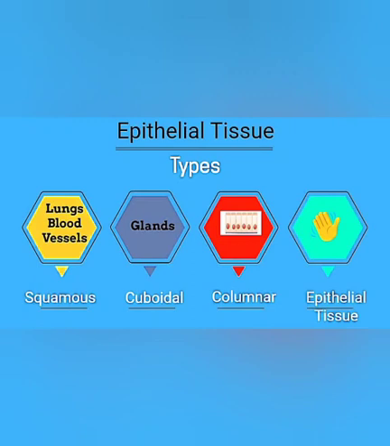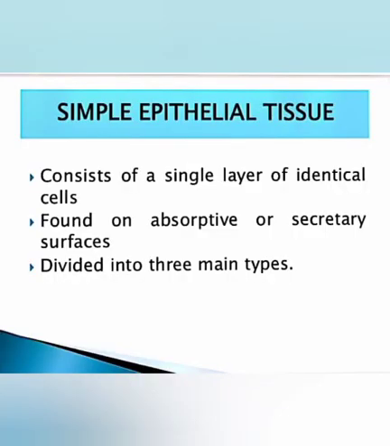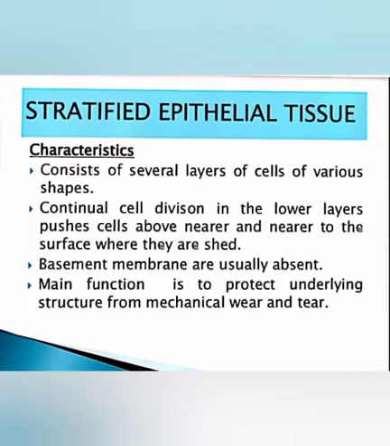There are different types of epithelial tissues depending on their function in a particular location. The simplest classification of these tissues is based on the number of cell layers. When the epithelium is composed of a single layer of cells, it is called simple epithelial tissue, and those containing two or more layers are called stratified epithelial tissues.